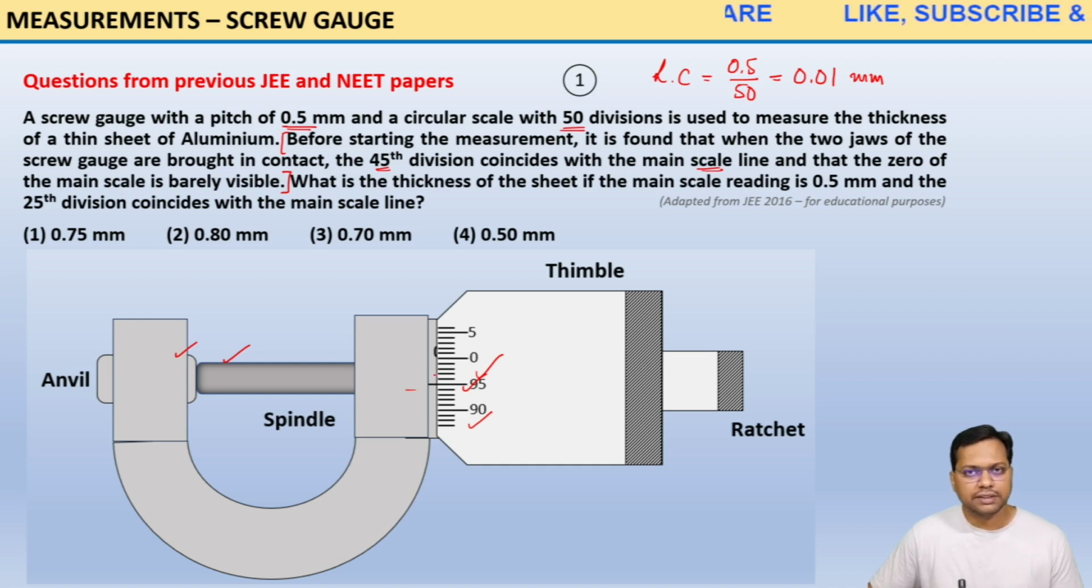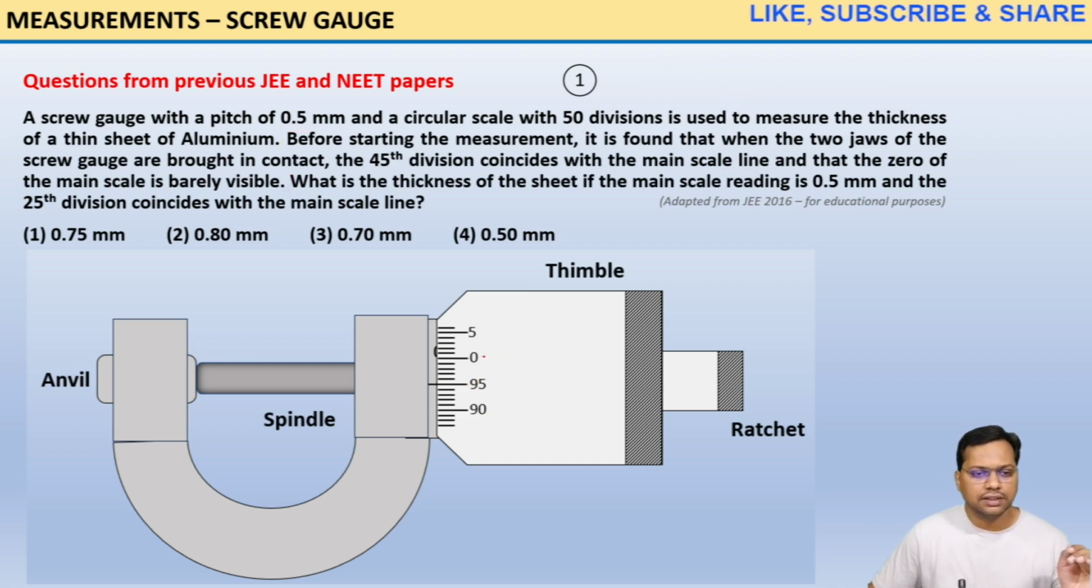Actually, the measurement starts with the zero of the main scale, and if the screw gauge does not have any zero error, the edge of the thimble will also be coinciding with the zero of the main scale. So here, the edge of the thimble is shifted backward. And if you also look at the zero of the circular scale, you can see that the zero is not coinciding with the reference line, and the zero is coming to the 95.